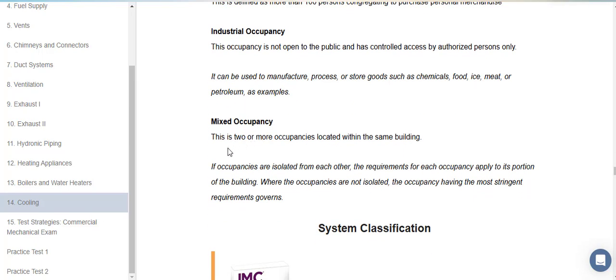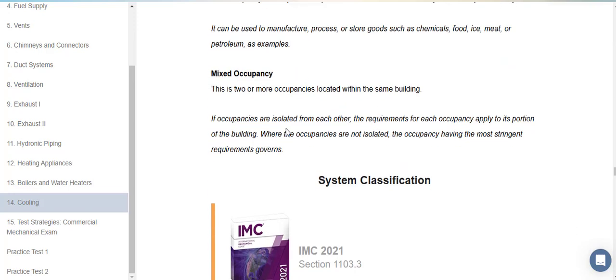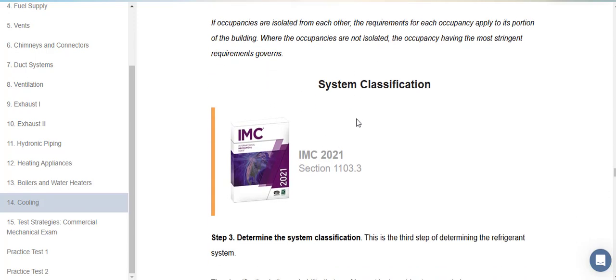Mixed occupancies: this is two or more occupancies located within the same building. If occupancies are isolated from each other, the requirements for each occupancy apply to its portion of the building, whereas if the occupancies are not isolated, the occupancy having the most stringent requirements governs.